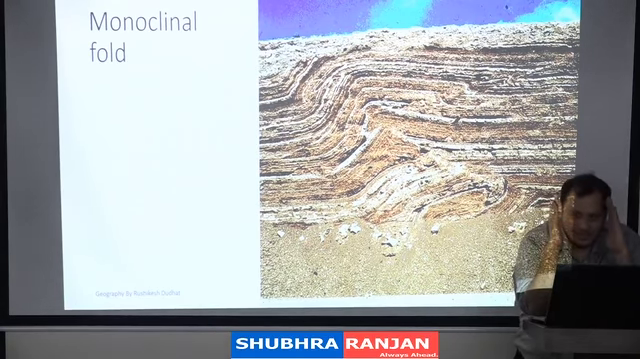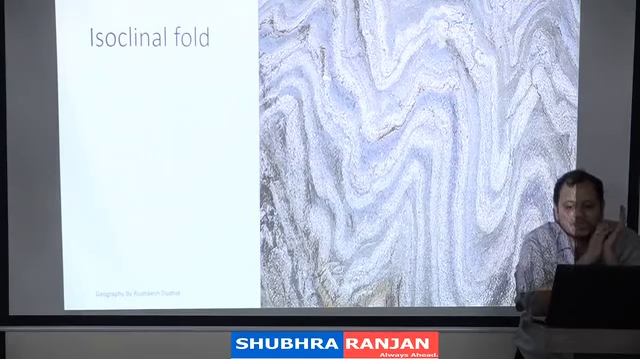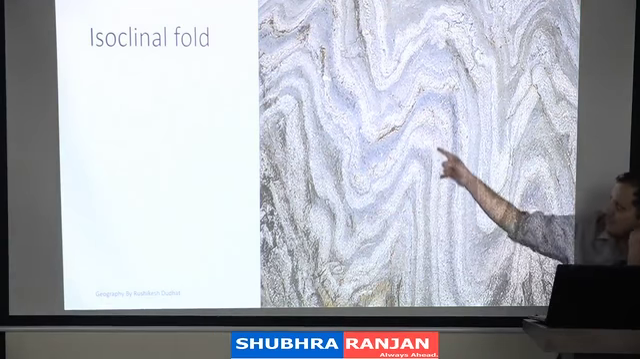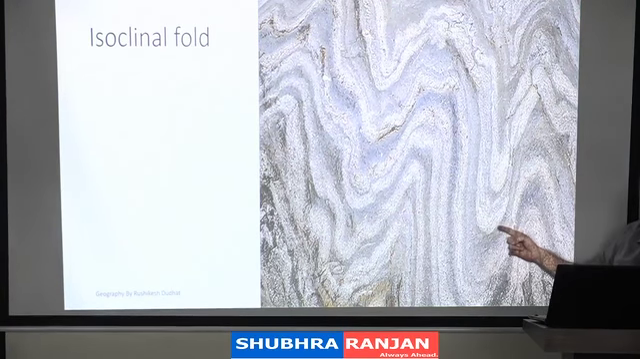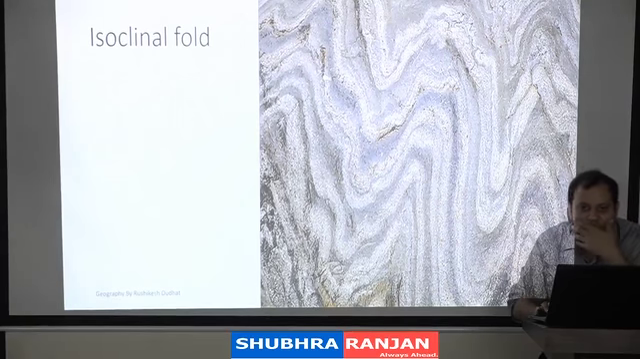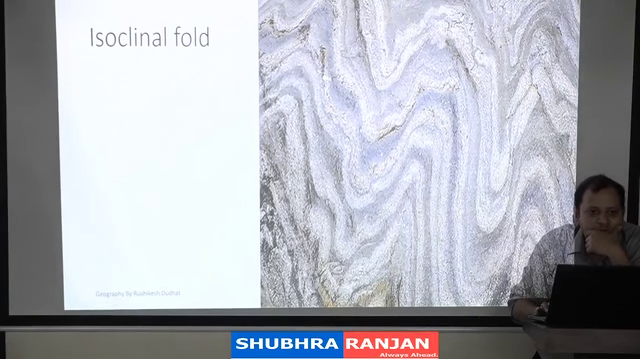What is an isoclinal fold? Both the limbs are inclined and more or less parallel to each other, but they are not parallel to the ground surface. So this is an example of an isoclinal fold. So both the limbs are parallel, but they are not parallel to the ground surface. इसके बाद what is the stage? Recumbent fold. So what happens in the recumbent fold?